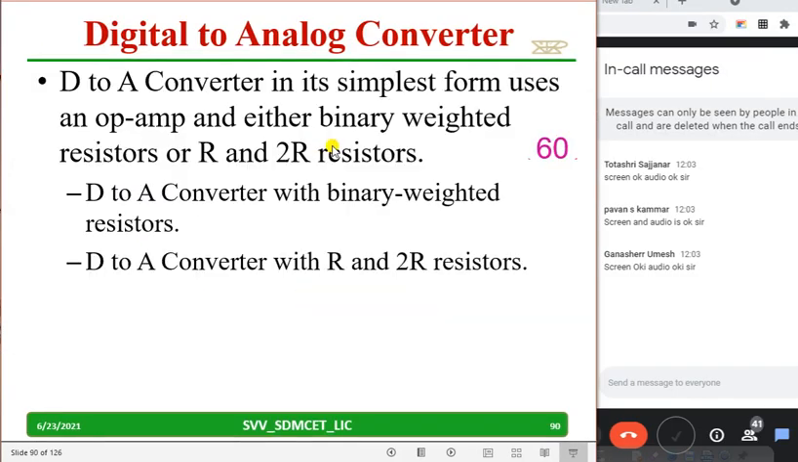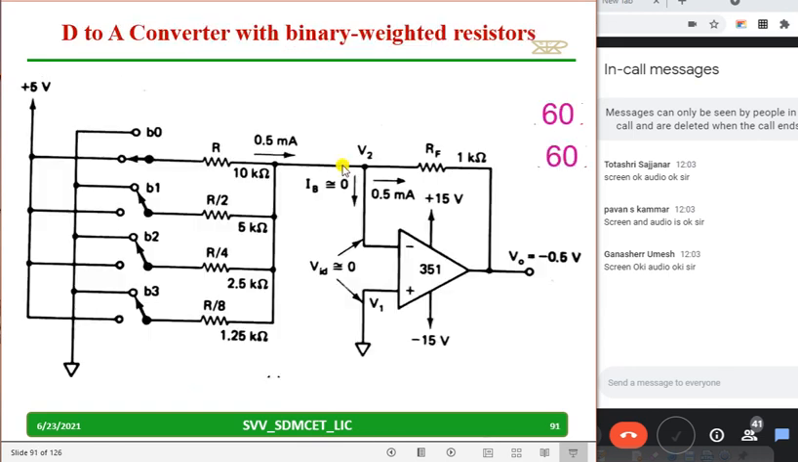So D to A converter, yesterday we discussed there are two types. One is a binary weighted resistor type. If I take one resistor as R, another as R by 2, R by 4, R by 8, binary weighted, and these are switches B0, B1, B2, B3 just to represent 0 and 1, and I am giving a supply voltage of 5 volts.